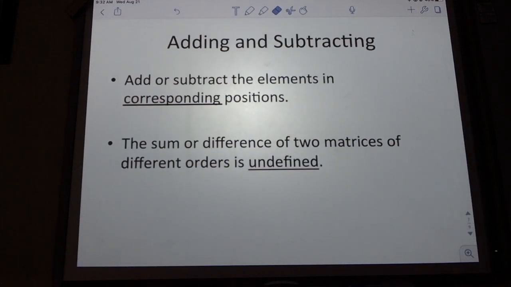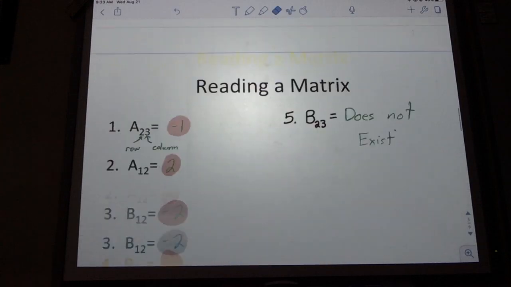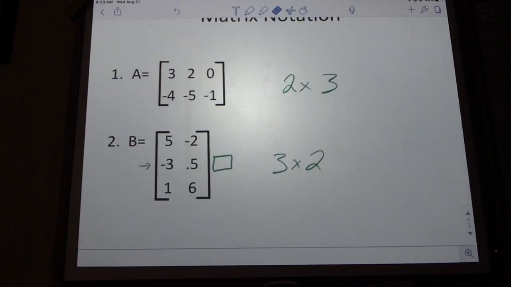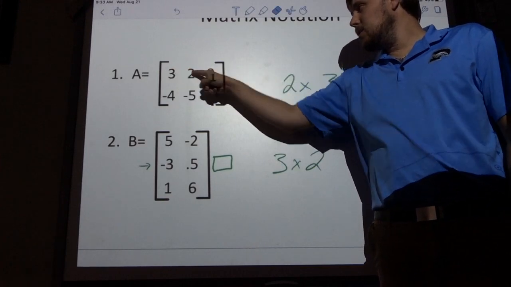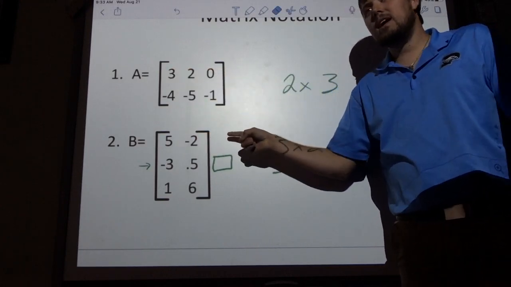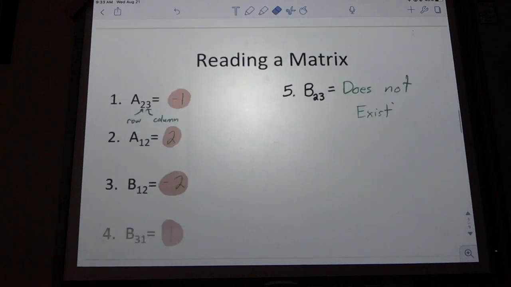When you're adding and subtracting, same thing. You are going to add stuff that's in corresponding positions. If I've got a matrix and a matrix with a plus sign between them, I'm adding top left to top left, top right to top right. Okay? The sum or difference of two matrices of different orders, different sizes, is undefined. You cannot add them because there's not always going to be something in the top right compared to something in the top right. So I could not add these two matrices, because if I'm looking for something in 1, 3, there's not something in 1, 3 to add that to. So we couldn't add those.